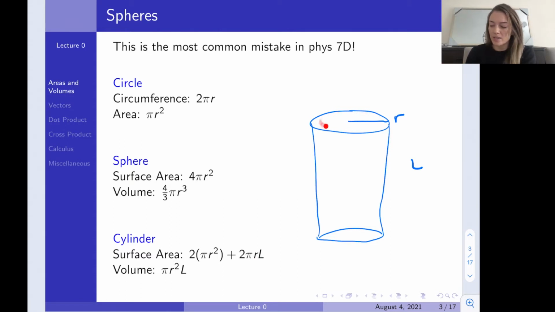Now, we'll be typically either using just the top and bottom or just the side. We're not going to really be using the surface area of a whole cylinder. Okay, and then the volume is just the area of one of either the top or bottom, and then times the length, and that will give you the volume. So it's going to be pi r squared L. Okay, so that's just some basic formulas that you need to know.